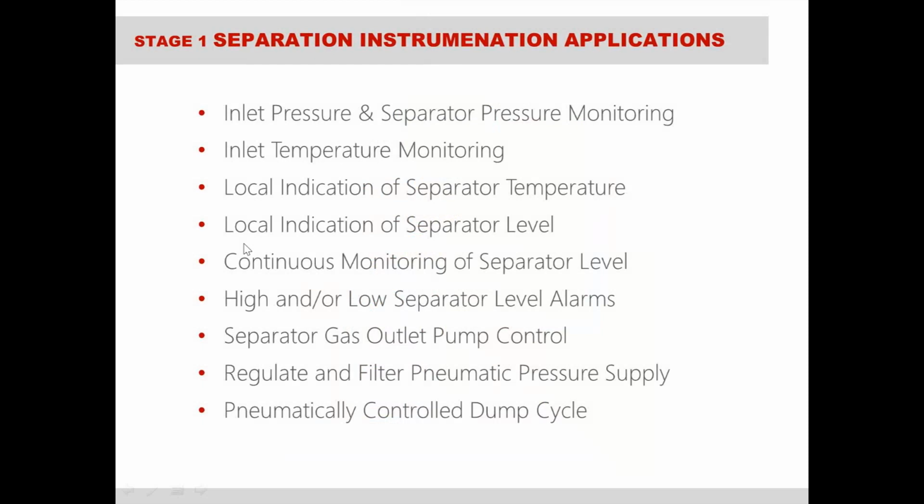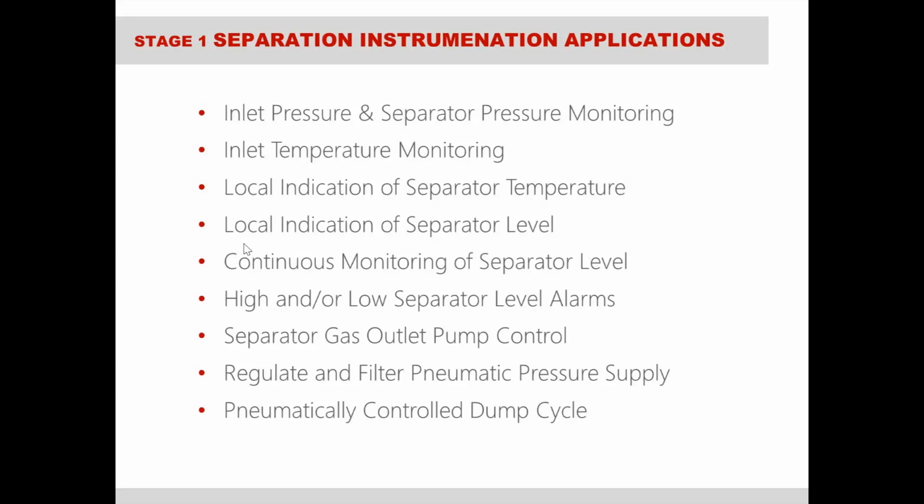And so on this page, I've listed off kind of what I just explained, but these are some of the applications that we're keeping track of. We're monitoring the inlet pressure, the separator pressure, monitoring the inlet temperature with another temperature assembly like we saw in the Wellhead application illustration. And then we're giving local indication for temperature and level. Continuous monitoring of separator level can be used with a 815 DT or a level transmitter. And then we also provide equipment that will give high and low separator level alarms.